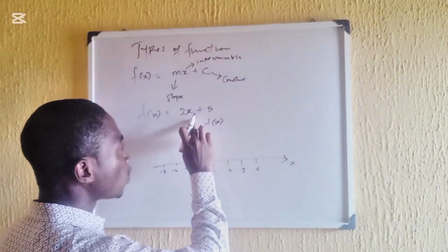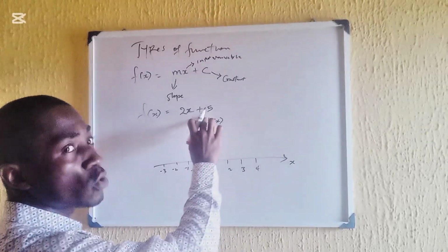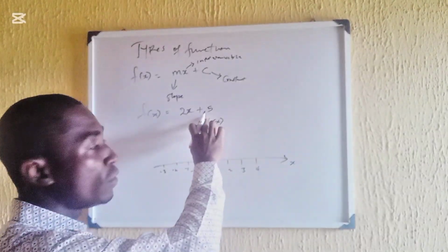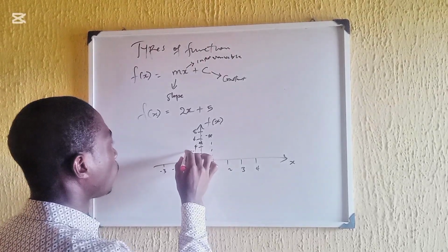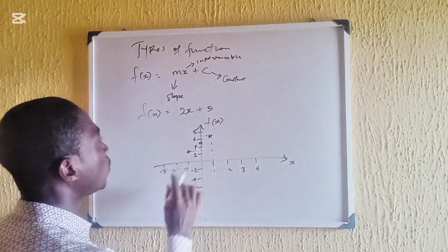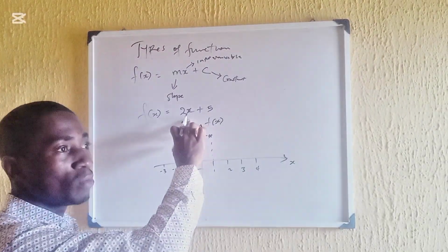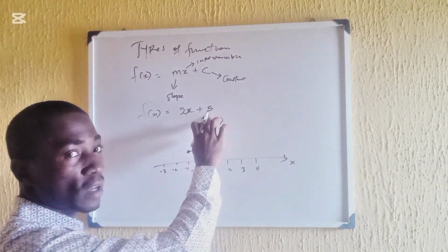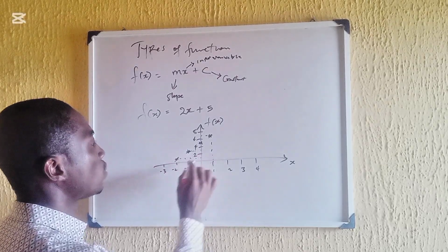When x is minus 1, we'll be having 2 times minus 1, minus 2. Minus 2 plus 5, that will be giving us 3. So at minus 1, we'll have 3. When x is minus 2, we're having 2 times minus 2, that will be minus 4. Minus 4 plus 5, that will be 1. So at minus 2, we're having 1.